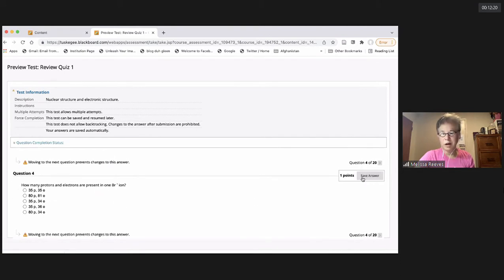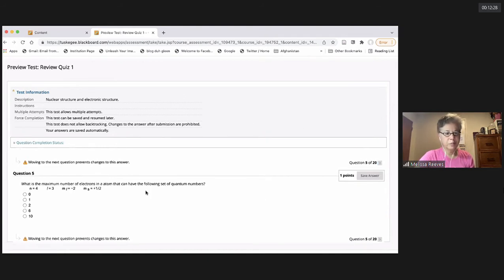I'm not coming up on electron configuration questions here. Protons and electrons, it's fine. We'll skip. Oh, here we go. What is the maximum number of electrons in an atom that can have the following set of quantum numbers? Anybody want to guess?